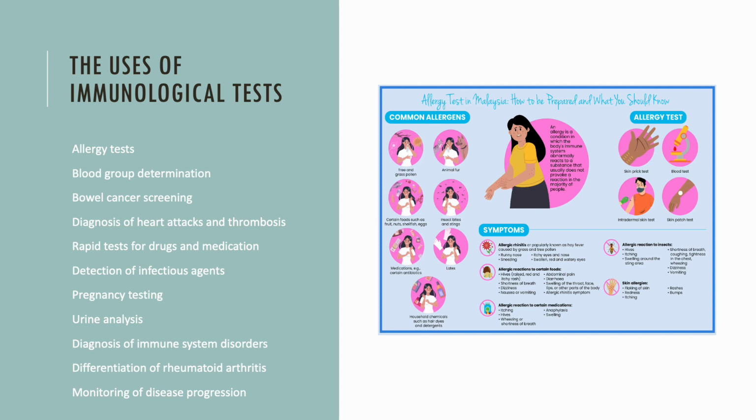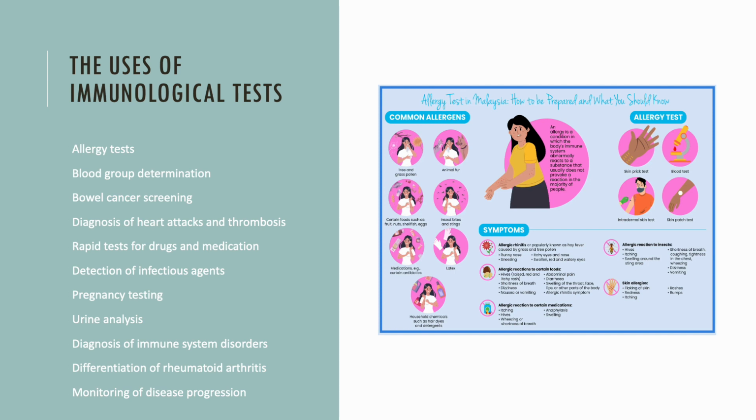It can also be used for bowel cancer screening. This test looks for the blood pigment hemoglobin, which is a sign of blood in stool. Blood in stool can be caused by various things such as an inflammation of the lining of the stomach, hemorrhoids, polyps, or bowel cancer. The immunological test can also be used to diagnose heart attacks and thrombosis.